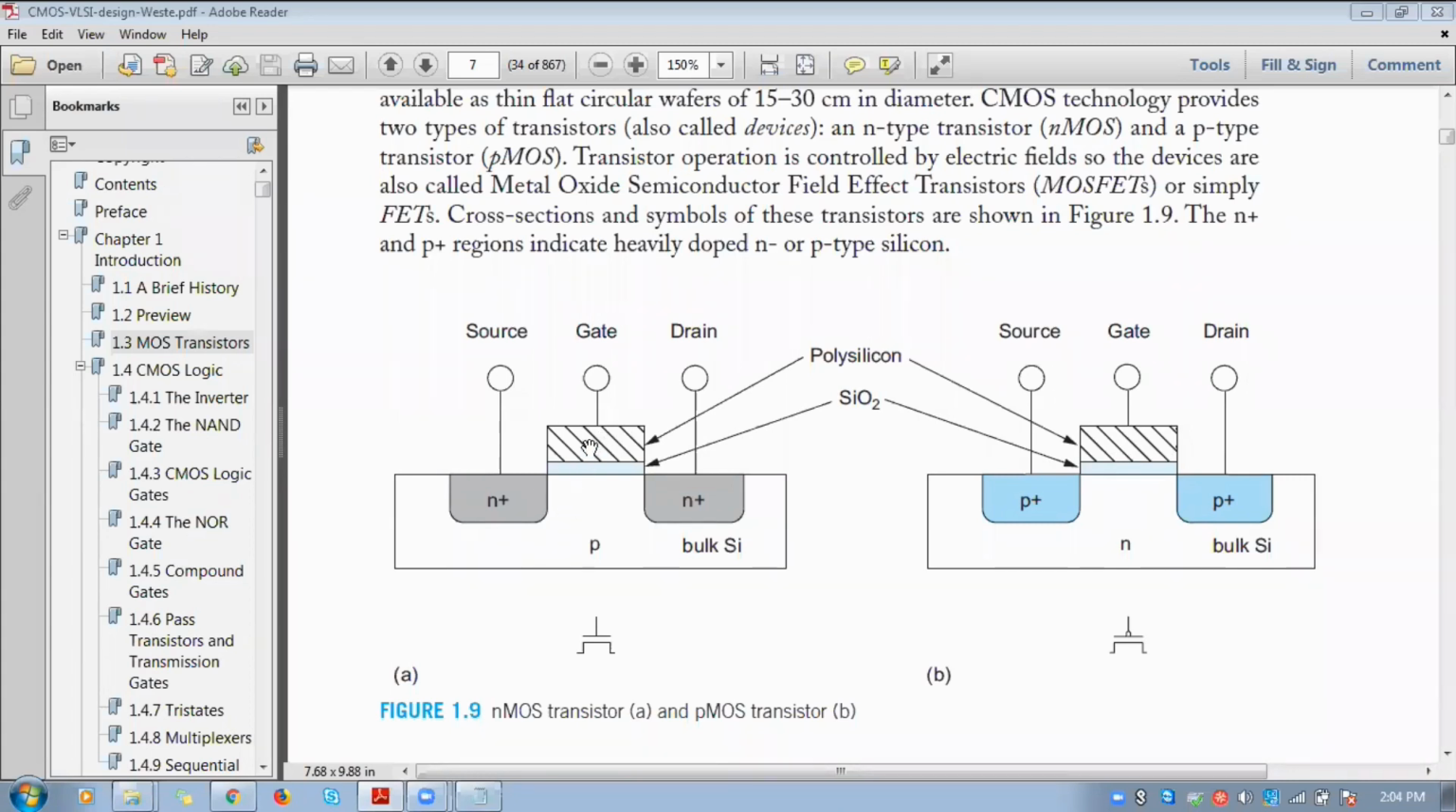Actually, the three regions combined like this, the bulk, silicon dioxide layer and polysilicon gate, these three things combined are known as the MOS stack, metal oxide semiconductor stack. Why? Because initially, in older technologies, they used metals as gates instead of this polysilicon gate. That's why the name metal oxide semiconductor. But actually, this concept is not included in your syllabus.